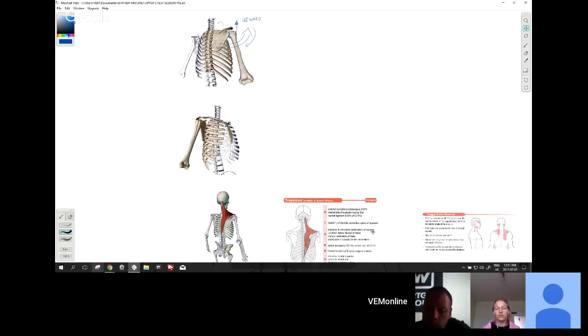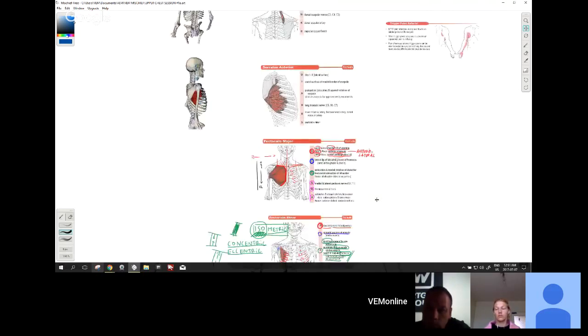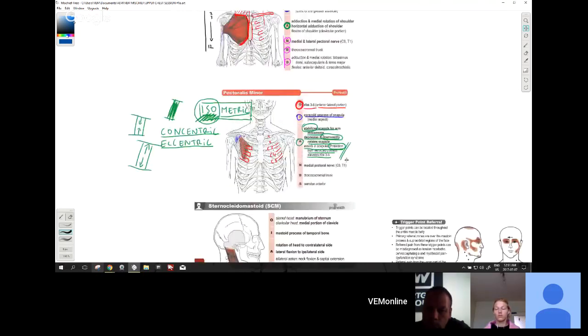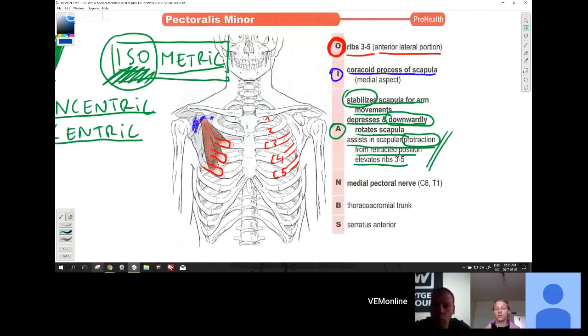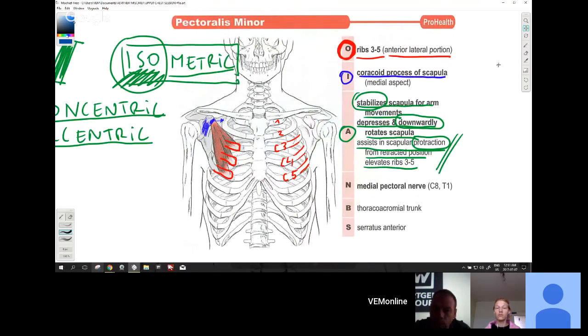These are the functions. This is the pectoralis minor. So once again, it originates from ribs 3 through 5, anterior lateral portion, and inserts into the coracoid process of the scapula, medial aspect in particular. It stabilizes the scapula for arm movements. It depresses, downwardly rotates the scapula, and it protracts the scapula.